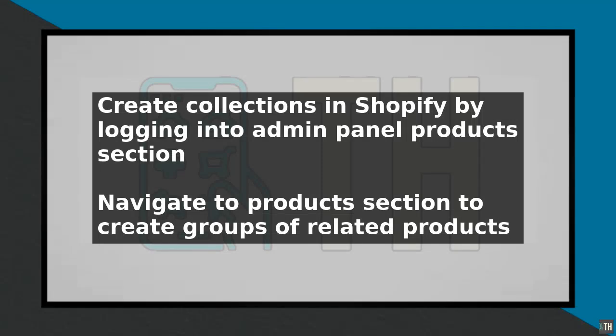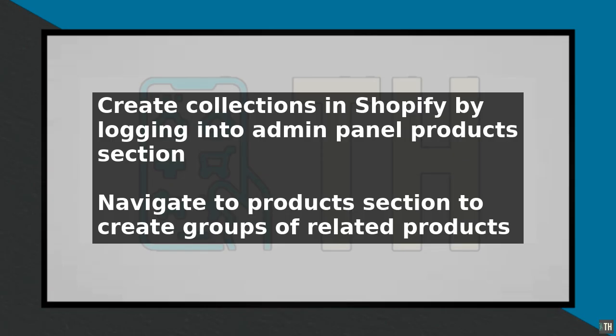To make collections in Shopify, start by logging into your Shopify admin panel and navigating to the Products section. In this section, you will see an option to create collections, which are essentially groups of related products. Click on the Create Collection button and give your collection a name and description.